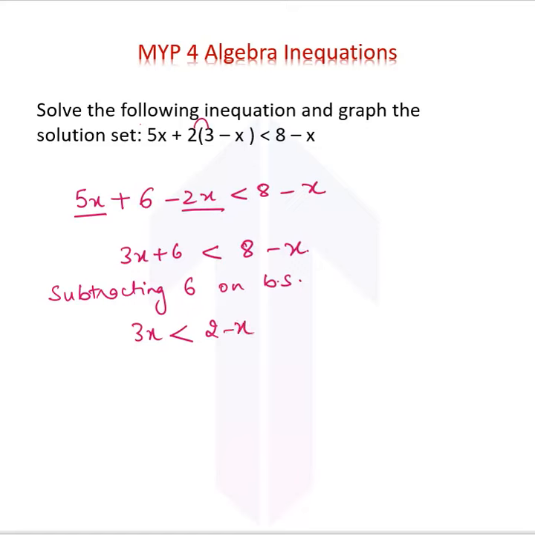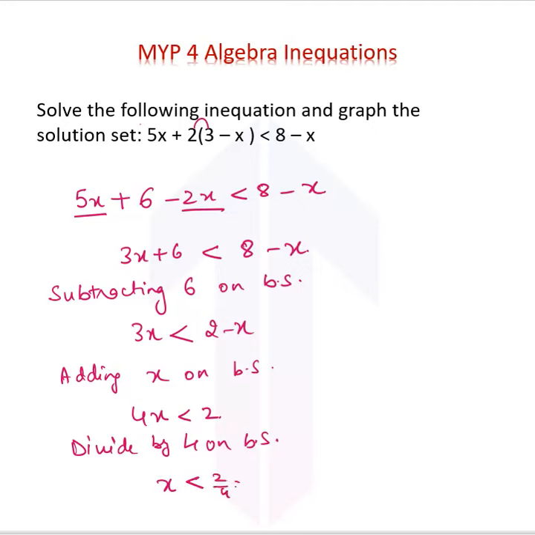And now we write adding x on both sides. So we get 4x is less than 2. Now we'll write divide by 4 on both sides. And so we have x is less than 2 by 4, which is 1 by 2.